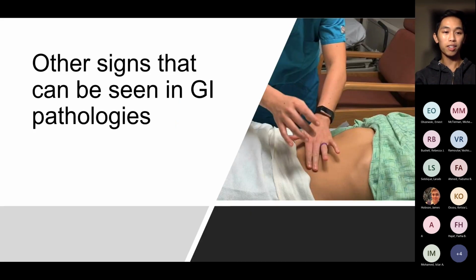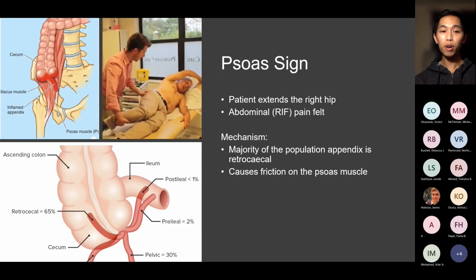Now, the other options in that question were also GI, other signs that can be seen in GI pathologies. So we'll just quickly go through them now. So psoas sign is also seen in appendicitis, and this occurs when you get the patient to lie on their front or on their side and get them to extend their right hip.